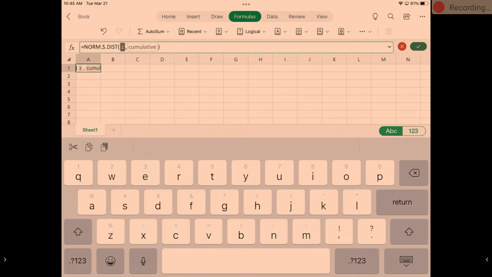Okay, did you guys get something? Negative 1.34, and my cumulative is 1. And from what I can tell, cumulative is always 1, representing the 100%.